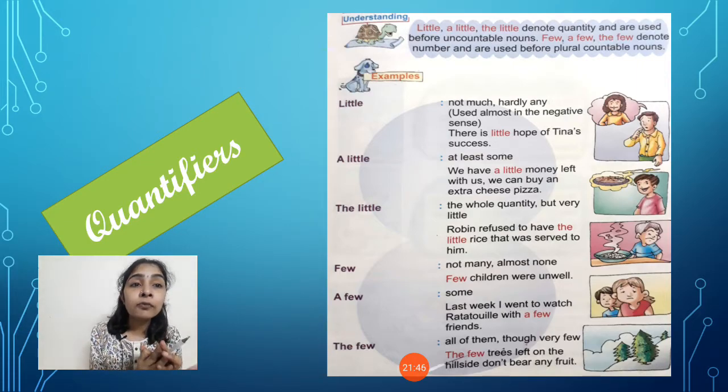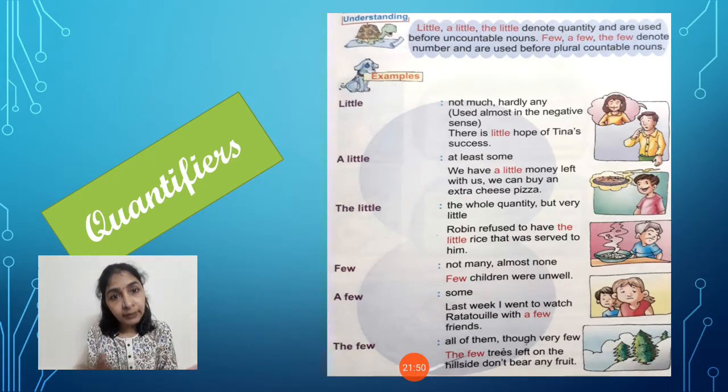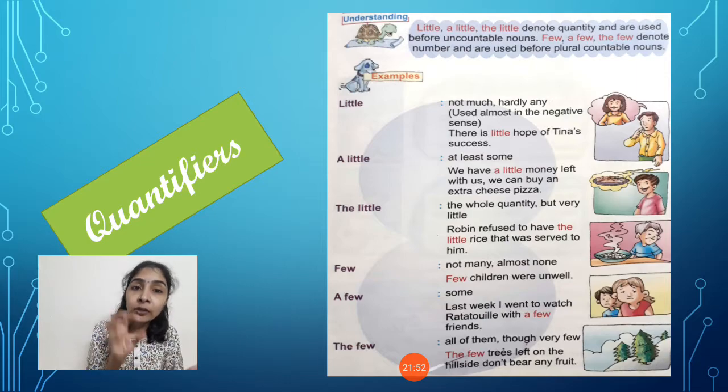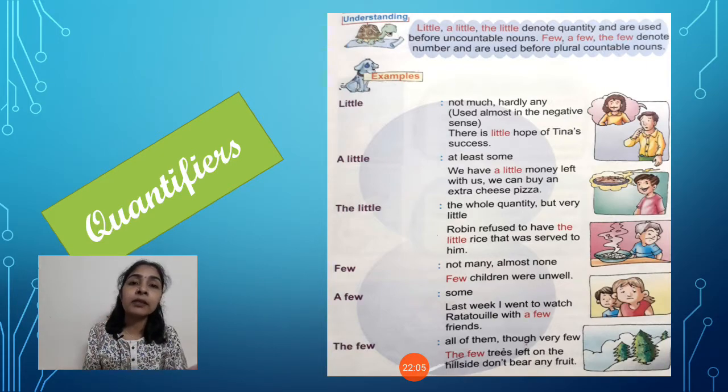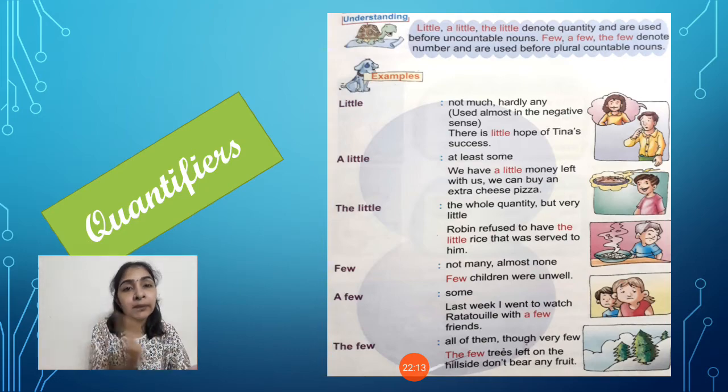Example, Robin refused to have the little rice that was served to him. That means a little rice was served to him, but for that also Robin refused. So the little is used in the sense of completeness. The quantity is less, but that also completely is referred, then we use the little. So little makes a sense of hardly any, a little makes of some, and the little makes of the complete thing, whatever it is.